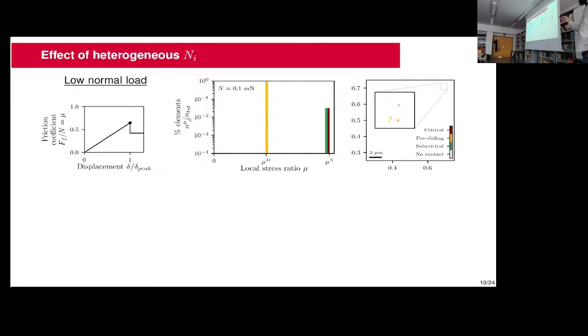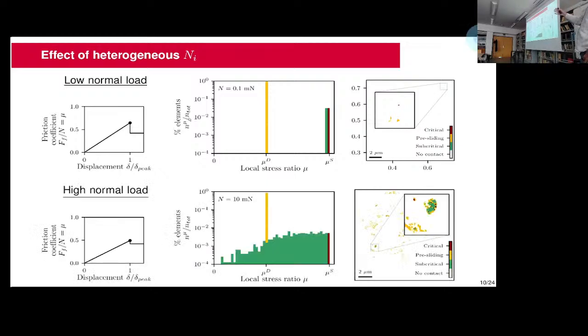If now we go towards high load, where we have a lot of asperities, this effect is even more pronounced. We have a lot of pre-sliding asperities in the system, but we also have a lot of subcritical asperities, because at some point, you will get an avalanche-like behavior where the failure of some asperities will break the remainder of the interface. And in this case, you have a decrease of the macroscopic friction coefficient that is even more pronounced than for low load.